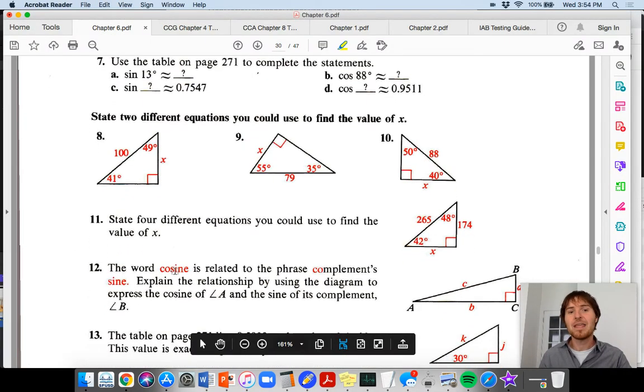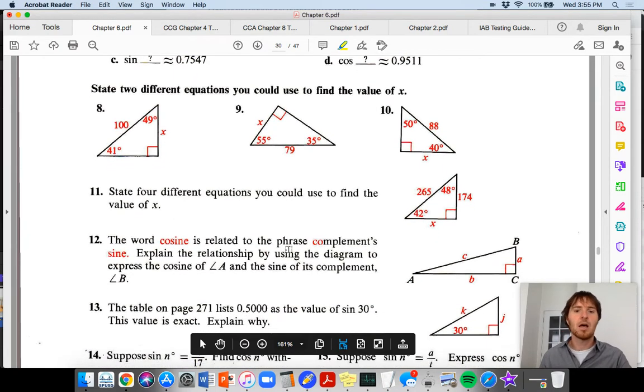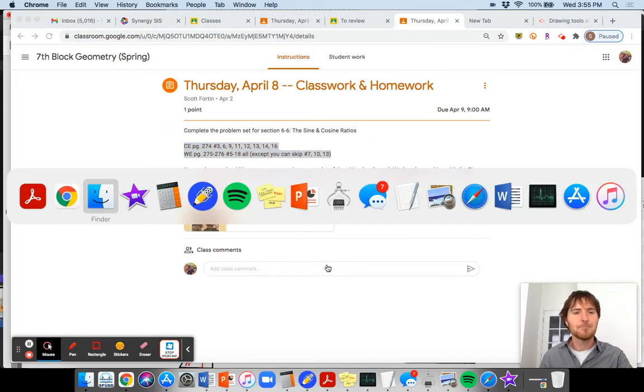Number 12, quick problem. Hey, that's connecting: cosine, complement, sine. Explain using the diagram here. And some tricky problems: you got number 13.